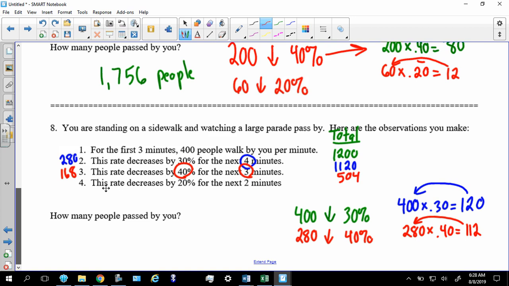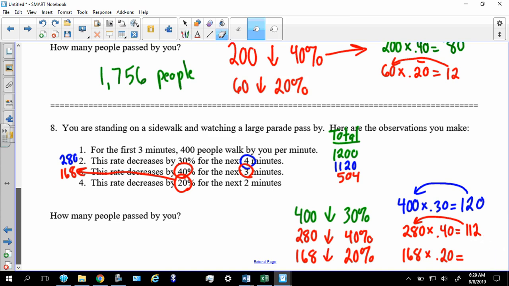And then it says this rate decreases by 20%. So this right here, 20%, right there. So again, I'm thinking to myself, all right, so now 168 is going down by 20%. All right, so off to the side, I'm going to do 168. I'm going to times it by 20%. I'm going to get, ooh, I got a decimal. That stinks. All right, it's 33.6, but I'm going to round to the nearest whole, and we're just going to go ahead and write 34. No sense dealing with decimals at the moment.